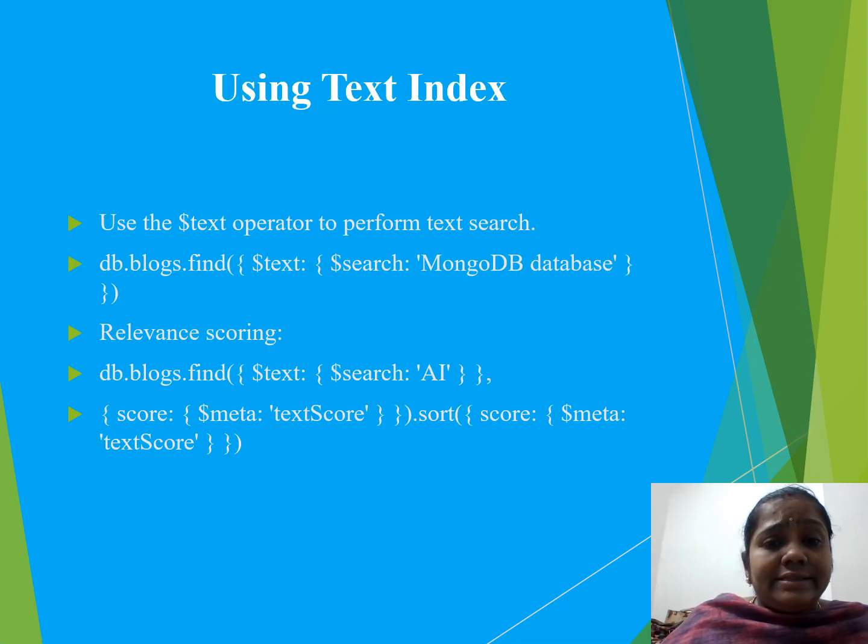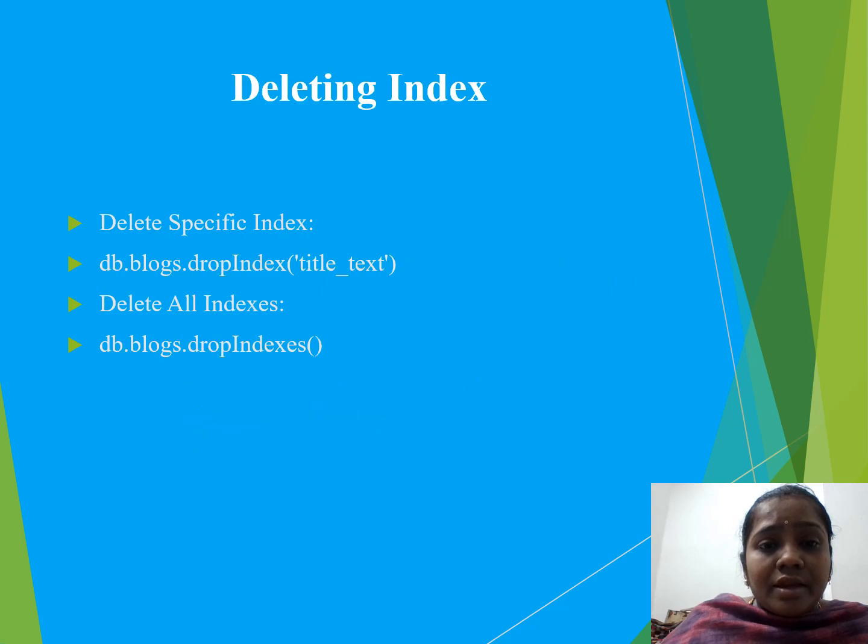After creating a text index, we can use the text index with a text operator to perform text search. And you can also use the text index in such a way that you can find the blogs in NoSQL with the help of the text index. So whenever we create a text index, we also have the authorization to delete a text index whenever that particular text index is not used at all.